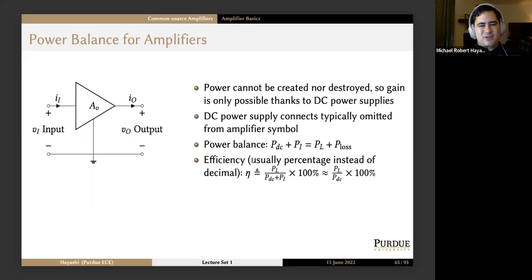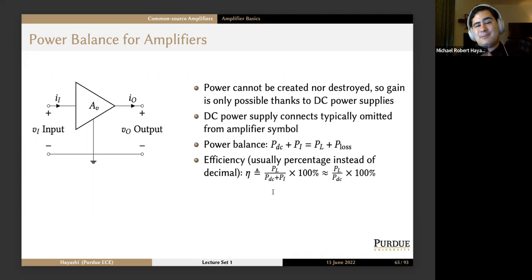So we usually use efficiency as a percentage instead of a decimal. Eta is our variable for efficiency. That's defined as power delivered to the load over the power supplied by the DC supplies plus the input power, all times 100%. But most of the time, P sub I is very small. So P_L over P_DC times 100% is a good approximation of efficiency.